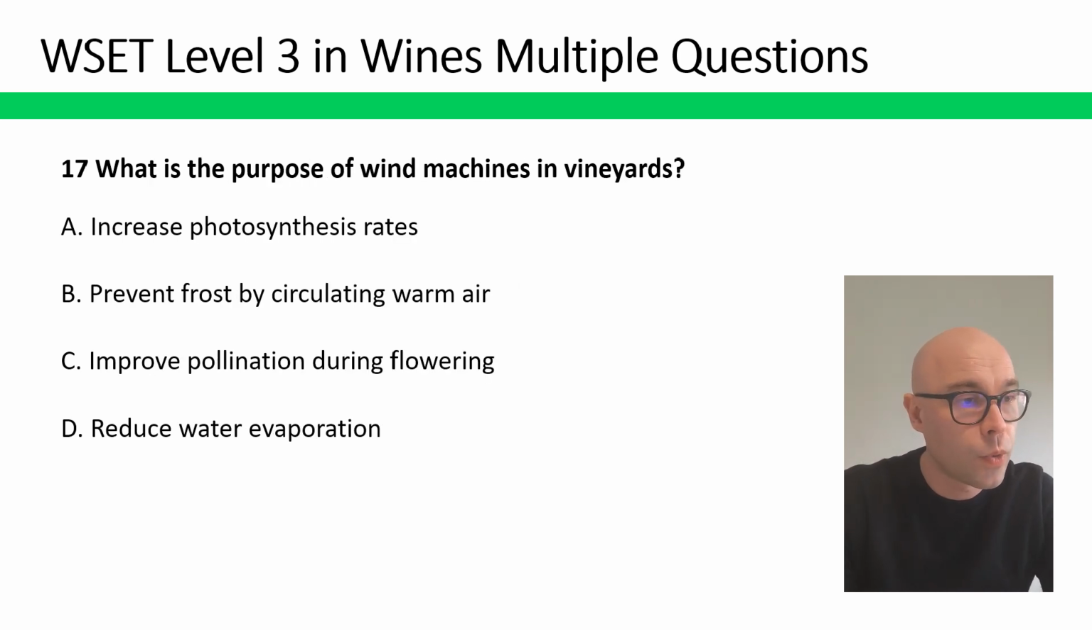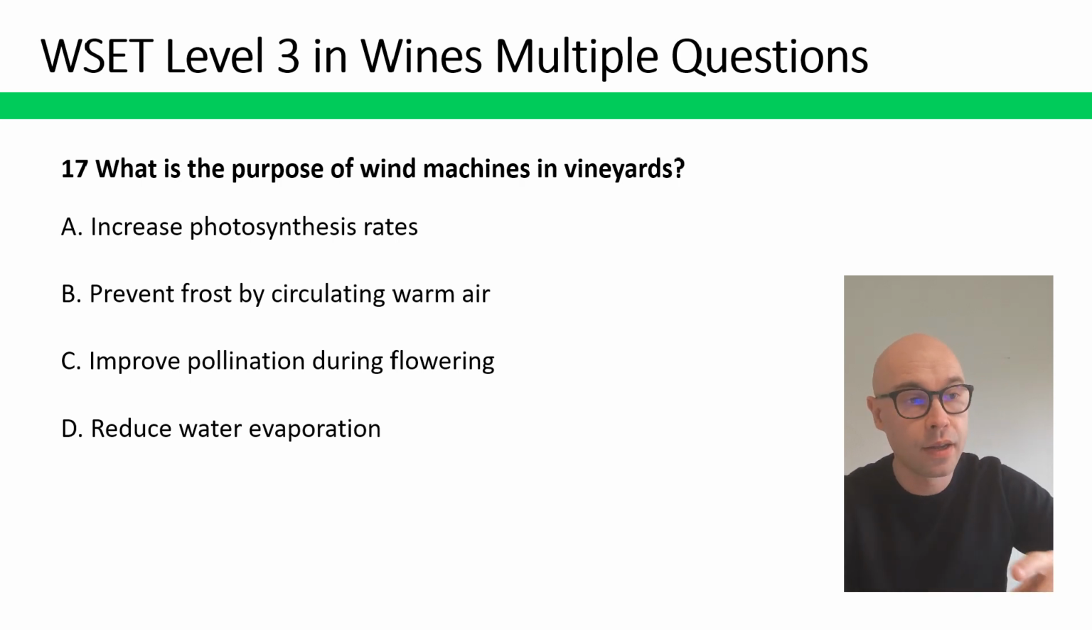What is the purpose of wind machines in vineyards? Increase photosynthesis rates, prevents frost by circulating warm air, improve pollination during flowering, reduces water evaporation. So the correct answer is B. Prevents frost by circulating warm air. So when you have the wind machines, they mix the warm air which is above with the cold air underneath, on the bottom of the slope.